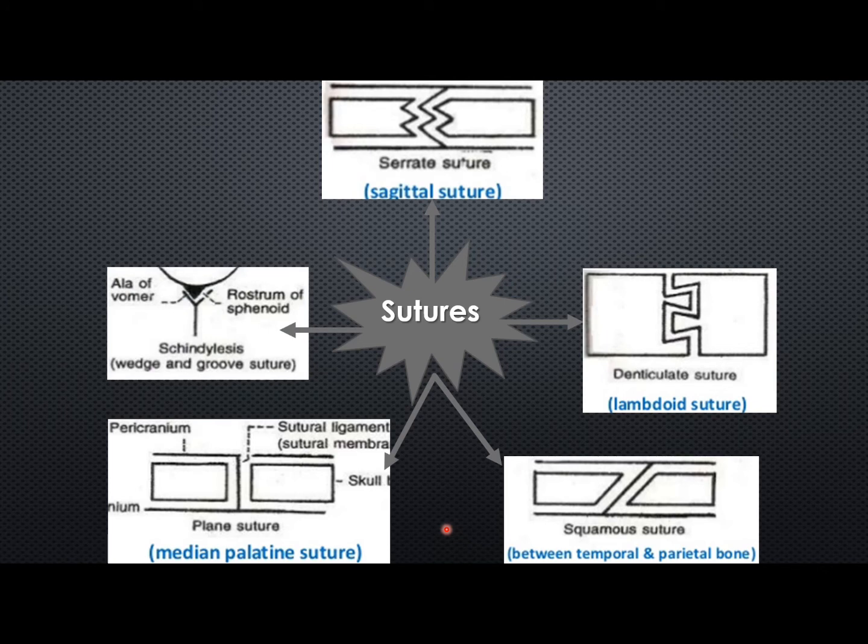And then we have the last type, that is wedge and groove type of suture, otherwise called schindylesis, that is seen between the rostrum of sphenoid and the ala of vomer bone. In all these sutures, between the two bone ends, there is a thin layer of fibrous tissue which is known as sutural ligament with sutural membrane. When the fibrous joints are asked as a short note, we have to draw these diagrams with examples.